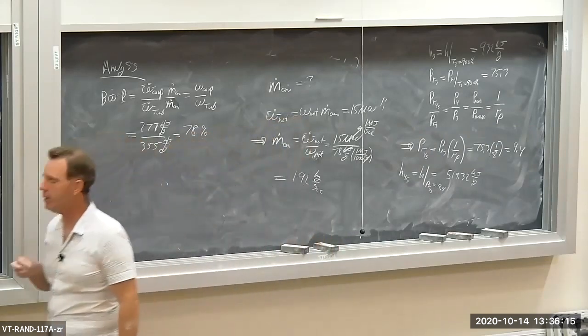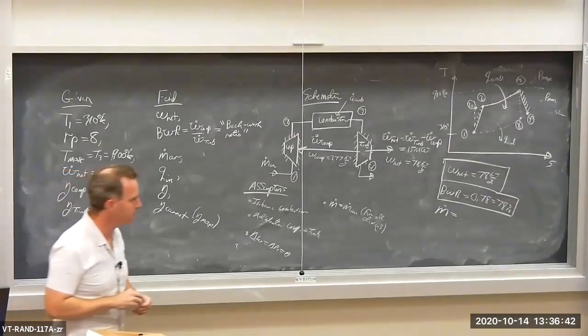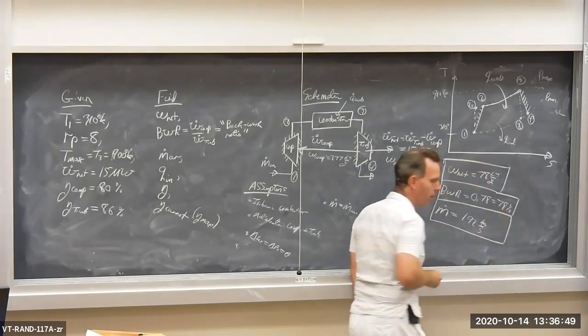So m dot is 192 kilograms per second. There we go.